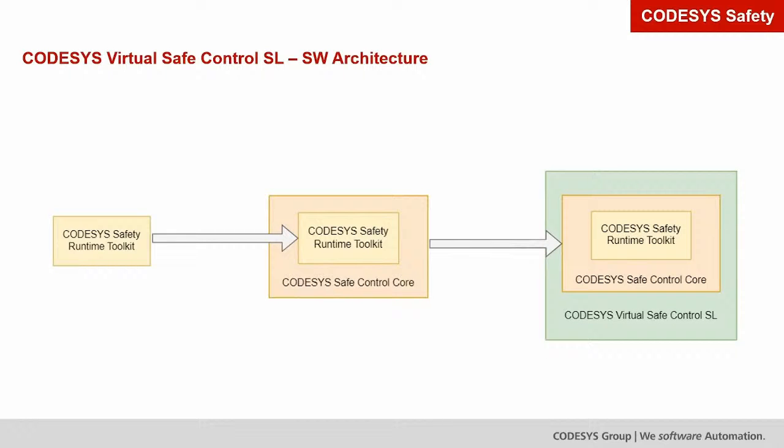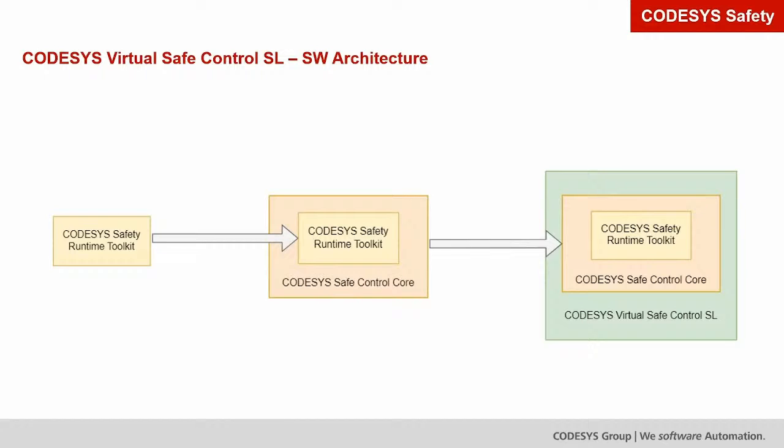That safe control core is taken and we put it into the CODESYS Virtual Safe Control SL, which is basically built of standard runtime system components. So the basic idea is that everything that is not safety related is implemented as standard component. We use the technique of mixed critical code. So we use standard code for everything which is not safety related, and the safe runtime toolkit for everything which is related to a safe execution of the safe IEC application, together with the safe protocol stack.